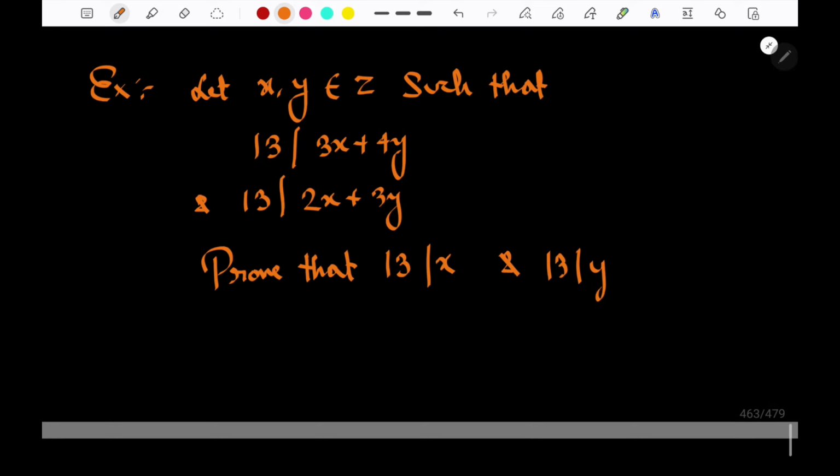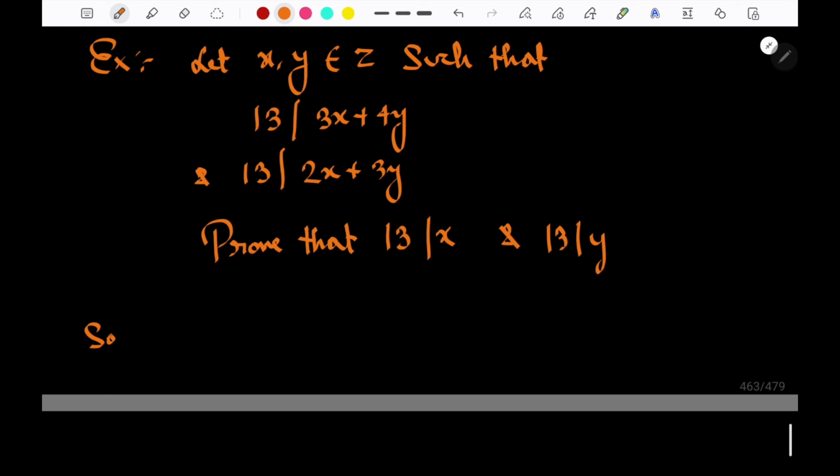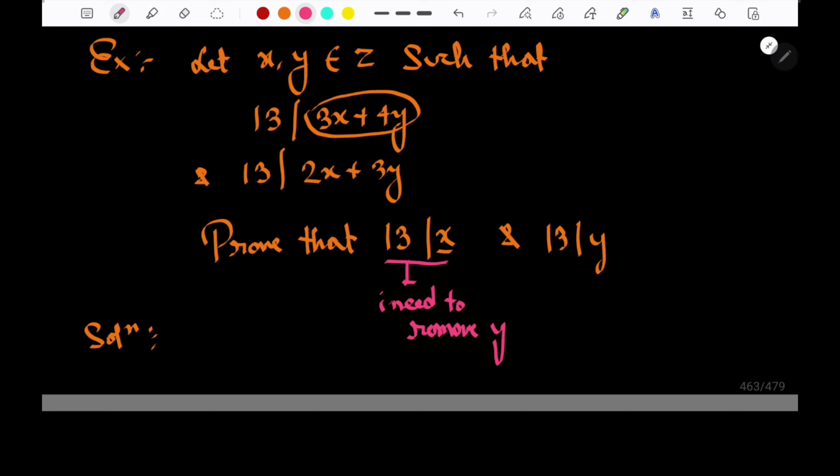Now how are we going to do it? See, what we are required to do, from this point we have to reach only for x. So what can be done? I have to remove y. That is, when I need to prove 13 divides x, I need to remove y, and when I need to prove 13 divides y, I need to remove x.